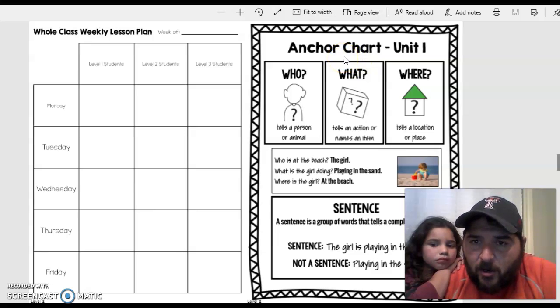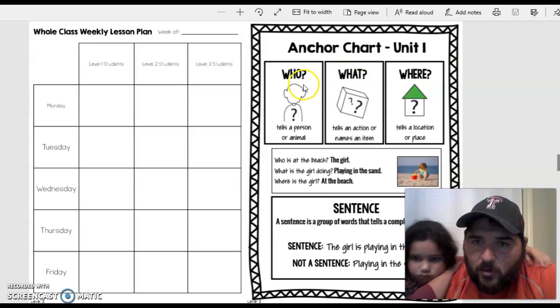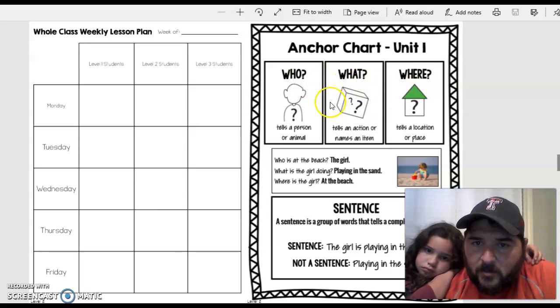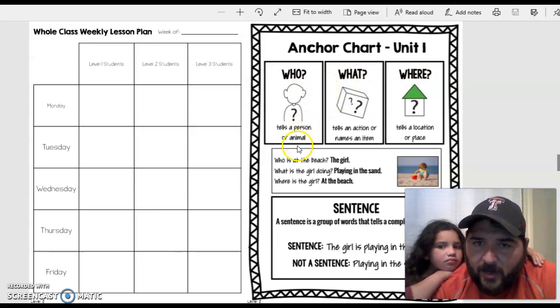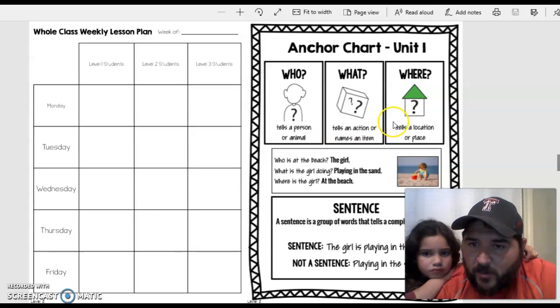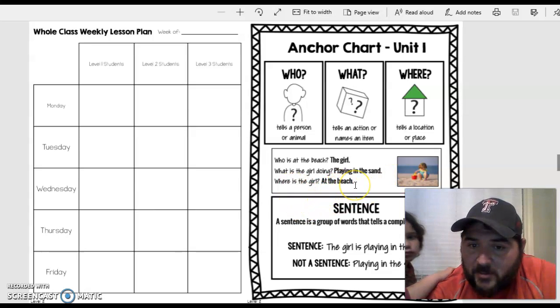Anyways, our anchor chart, Unit 1, we're looking at who, what, and where. So who tells a person or an animal, what tells an action or names an item, and where tells a location or a place. So who is at the beach? The girl. What is the girl doing? Playing in the sand. And where is the girl? She is at the beach.